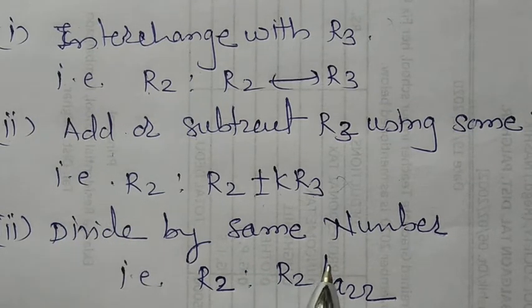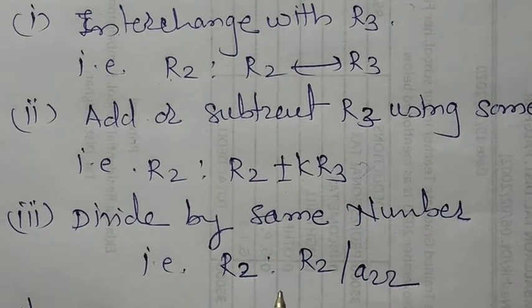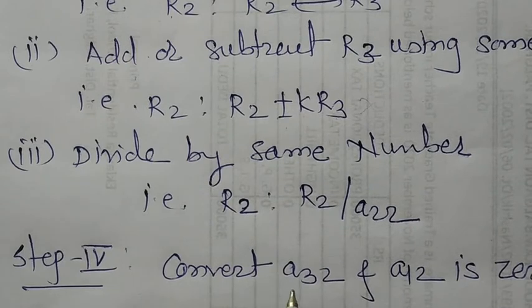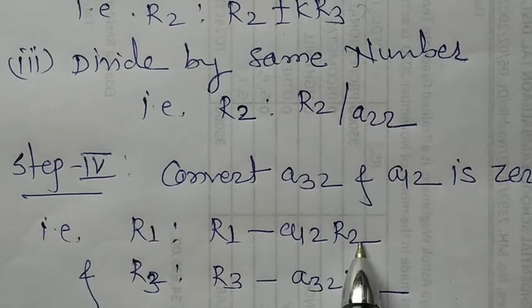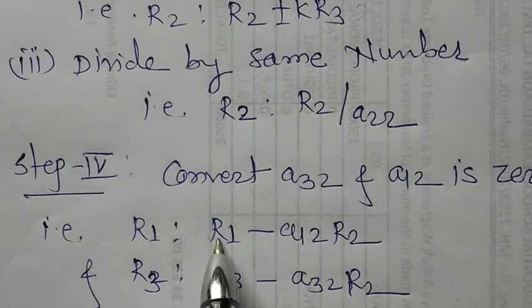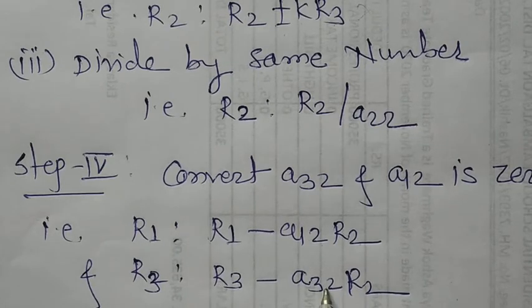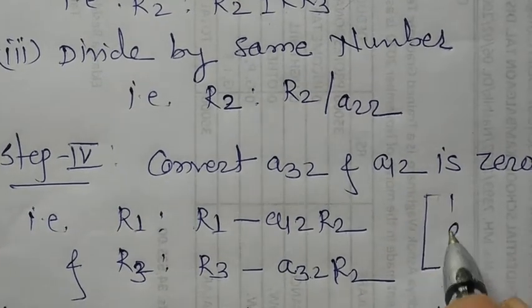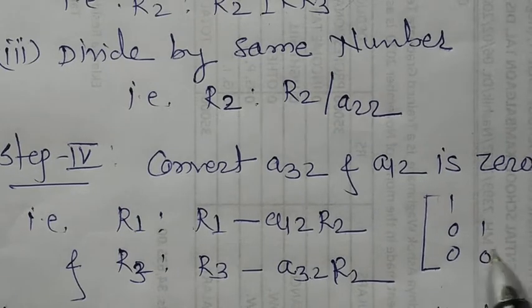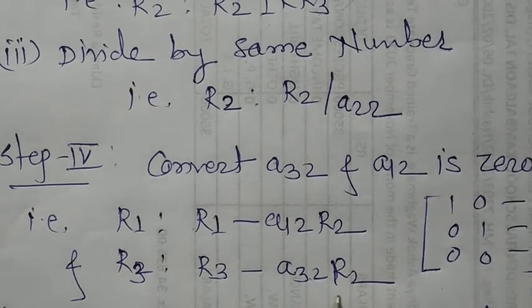Then A22 is 1. After A22 is 1, step 4 starts: check that A32 and A12 are 0 using R2. That means R1 equals R1 minus A12 times R2, so A12 minus A12 equals 0. Similarly R3 equals R3 minus A32 times R2, so A32 minus A32 becomes 0. So the second column is 0, 1, 0, and the first column is 1, 0, 0. Then we will check the third column.